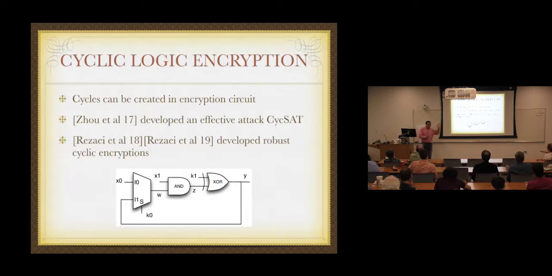There is probably half of the domain I haven't touched. It's called cyclic logic encryption, right? The idea is like this: the encryption circuits we talk about are still combinational circuits, meaning there are no cycles. But why not introduce cycles by using the keys? If you use the keys to introduce cycles in your circuit, it's probably even harder for the attacker to attack it. So this is a whole domain of logic encryption.